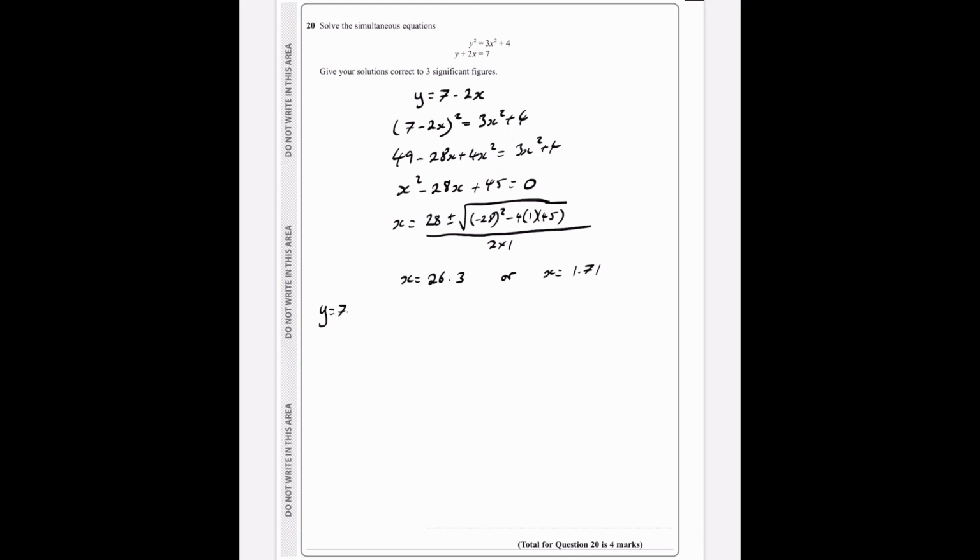I'm going to use the rearranged linear equation from earlier, y equals 7 minus 2x, and plug my x values in. For the first one we get a y value of negative 45.6, and for the other one we get a y value of 3.57, and those solutions come in pairs, so I'm going to pair them up.